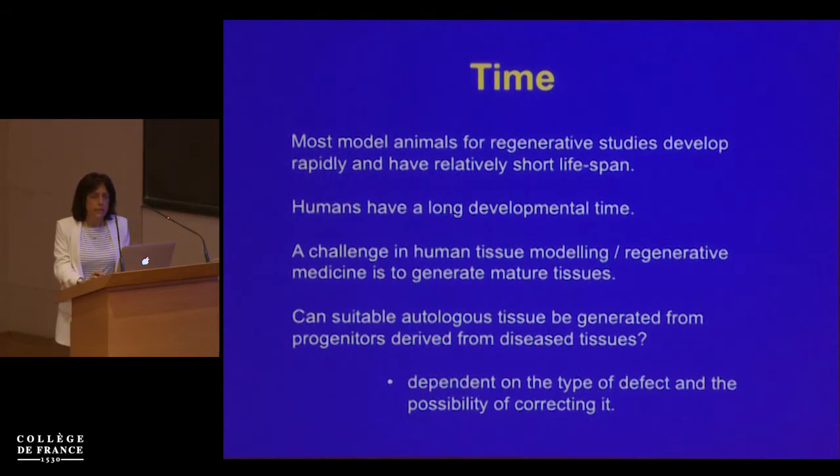So most animal models used for regeneration develop quite rapidly, and that is very powerful because we can follow things very effectively. They also tend to have a short lifespan. In contrast, humans have a very long developmental time, and all the time that we are trying to develop, model, or study, or mimic an injury model in vitro, it takes a long time. So these are all rather challenging issues.